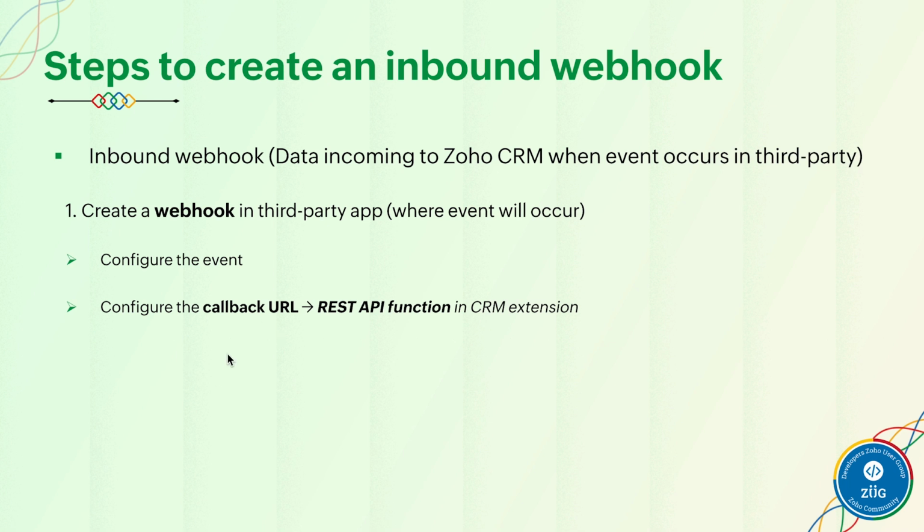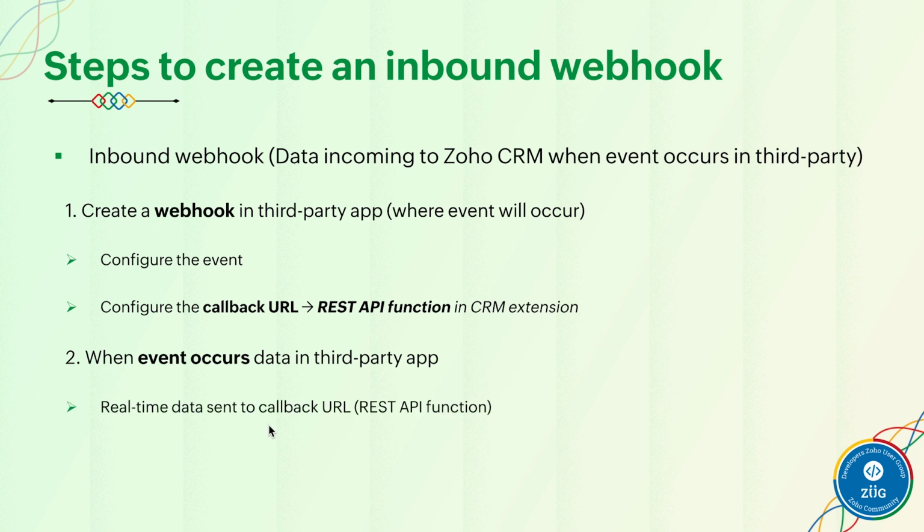So that callback URL you will be obtaining from a REST API function while you're developing a CRM extension. Once you configure these two things, the webhook will be created. Whenever the event which you've configured while creating the webhook occurs in the third-party application, that real-time data will be sent to your callback URL, which is essentially going to be a REST API function in CRM. So through this REST API function only, we receive this callback URL, right?